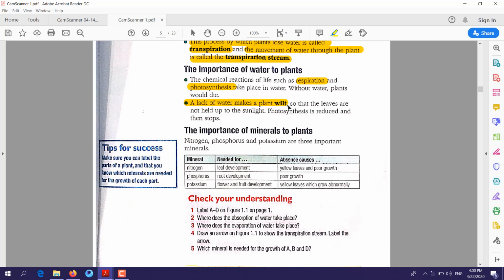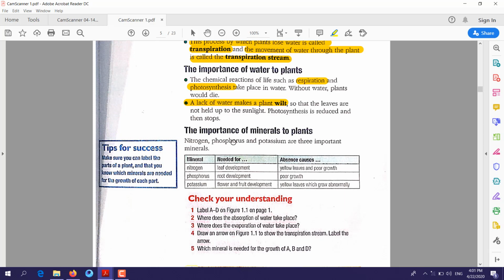It's the same as, for example, our bodies. Our cells, to stay alive, need food. We should get food and we should drink water, okay? Without drinking water, the chemical reactions will not happen in our body. They will stop. When they stop, our cells will not get enough energy, enough food. So at the end, when these cells do not get enough food or enough energy, what will happen? They will stop working and then they will die.